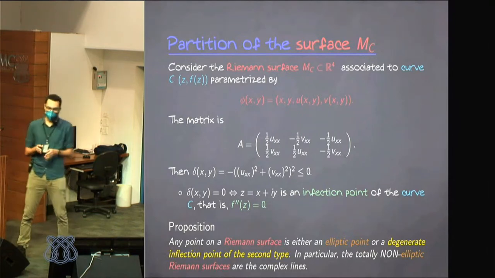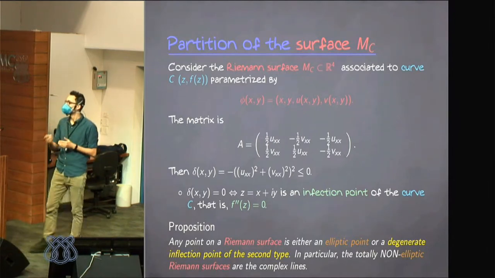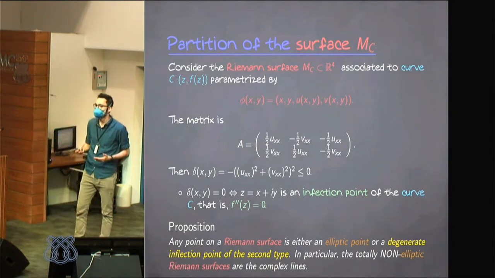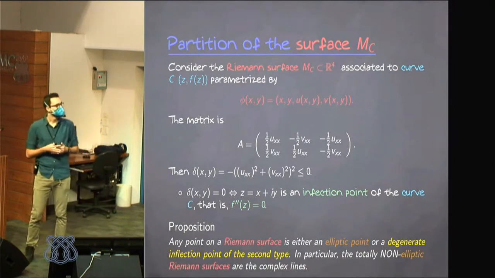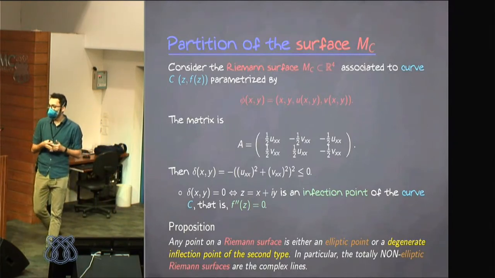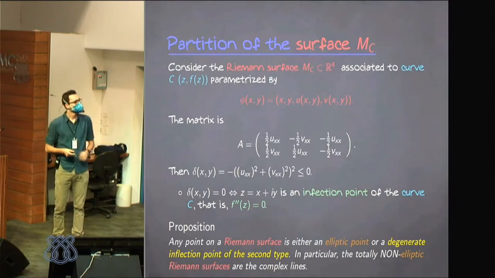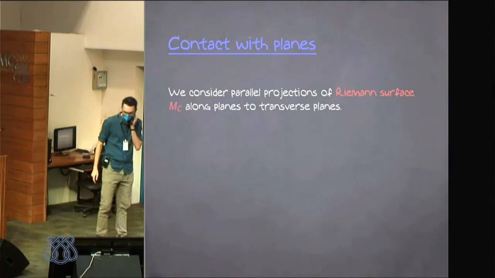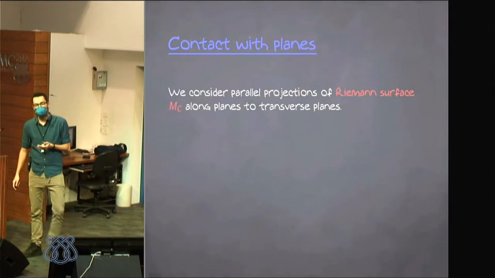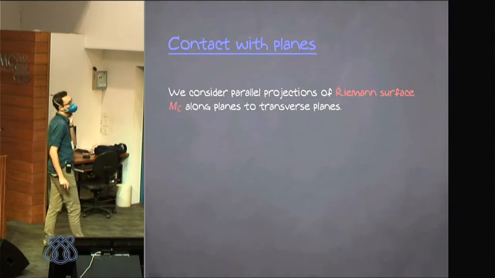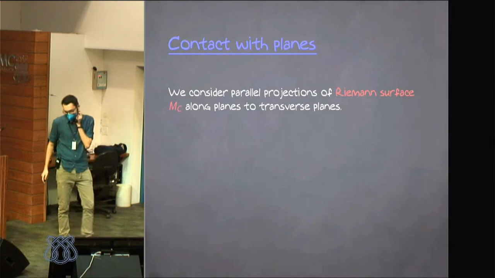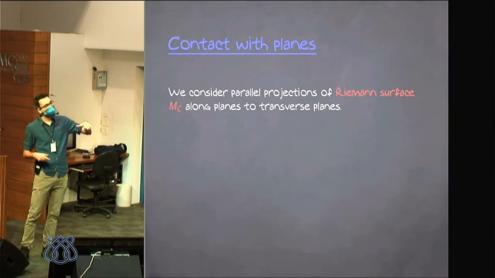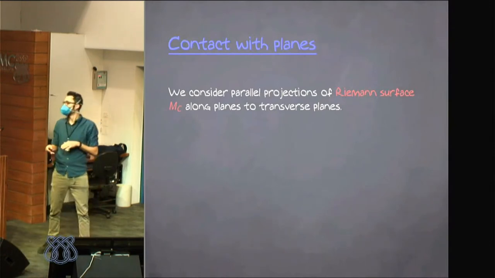Because we would like to know about the geometry of this elliptic region, but we don't have many results about that. We need to consider the contact of this surface with planes, which have dimension two. Okay? So that's the construction of this kind of contact. This contact is given by a projection, the parallel projection, and we would like to project the points of our surface along one plane to another transverse plane.